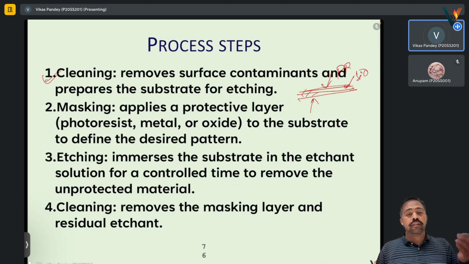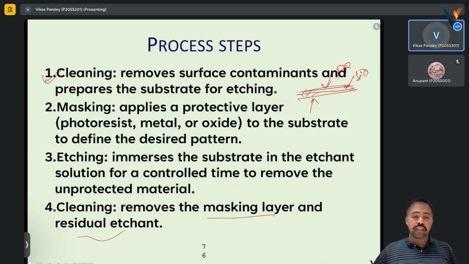Then we will immerse the substrate into the etchant solution for a controlled time. We have to know how much thickness is there. And thickness we know from our deposition techniques like CVD or PVD, whatever we have used. From there, we know that we have deposited this thickness and we have to remove that. Then we clean the masking layer, and any etchant, if it is left, will be removed. So these are simple process steps.